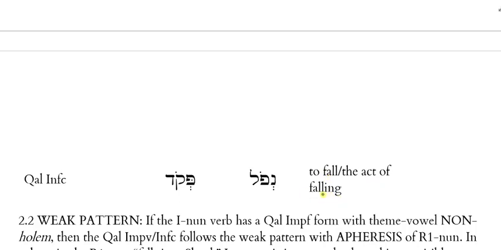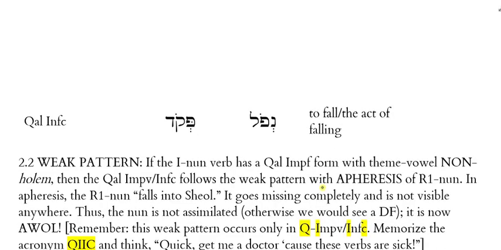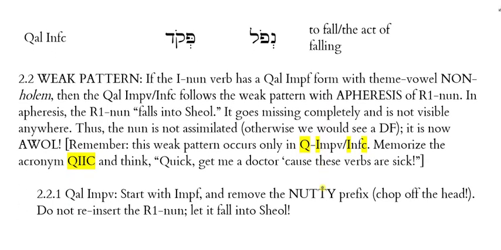So this is the critical thing. If my theme vowel in the Qal imperfect for a one noon verb is holem, then it's going to behave very normally. If it's not holem, then I'm going to have the weak pattern showing up. Okay? So look at 2.2, weak pattern. If the one noon verb has a Qal imperfect form with theme vowel non-holem, then the Qal imperative and infinitive construct follows the weak pattern with aphoresis of root 1 noon.